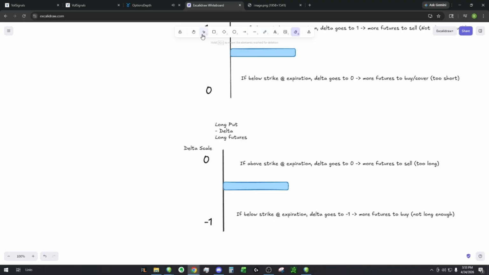And then long put, the scale for long put is either 0 or -1. So a long put has negative delta, and to offset that negative delta, the market maker is long futures. So if we're above the strike at expiration, delta goes to 0. So they have futures to sell. They have too much of a long position. So they don't need that much, so they've got to sell them back.